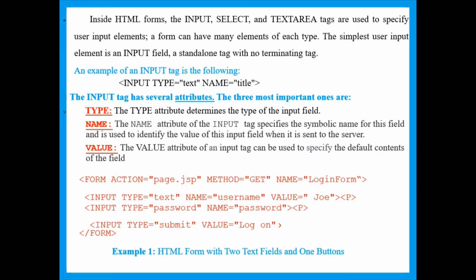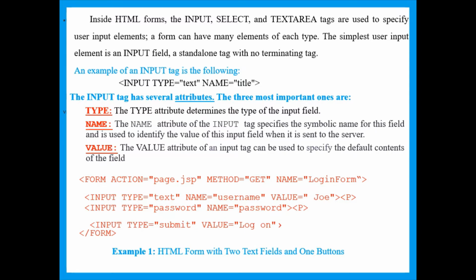The input tag has several attributes. The first attributes are the type attribute, name attribute and value attribute. The type attribute determines the type of the input field. If the type attribute has the value text, then the field is a text input field. If the type attribute has the value password, then the input field is a text field where all the characters are displayed as stars on the screen. If the type attribute has the value reset, it is a simple button that resets all input fields within the form to their default value.